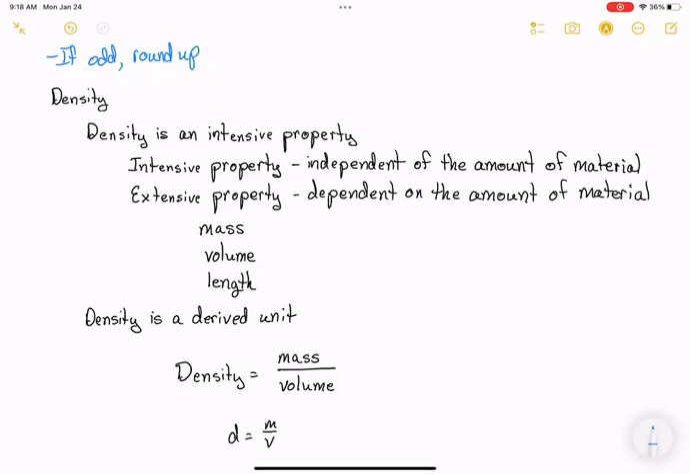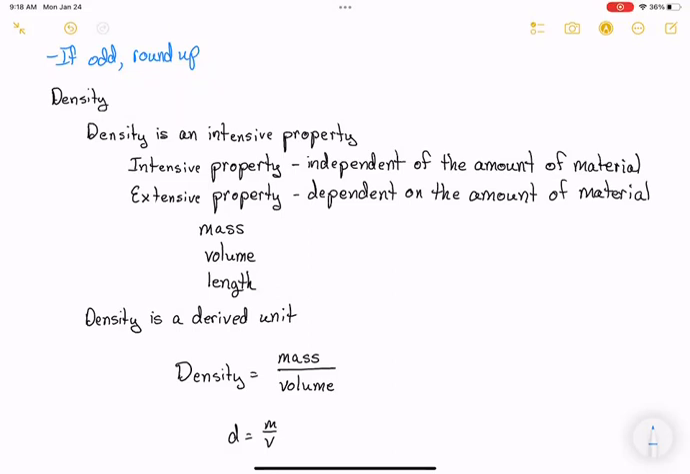Now, an extensive property is dependent upon the amount of material. An example would be mass. Obviously, that pebble of gold is going to have a much lower mass than the block of gold. An extensive property would be a volume. 1 milliliter of water is going to have a different volume than 100 milliliters of water. So intensive is independent, extensive is dependent on the amounts.